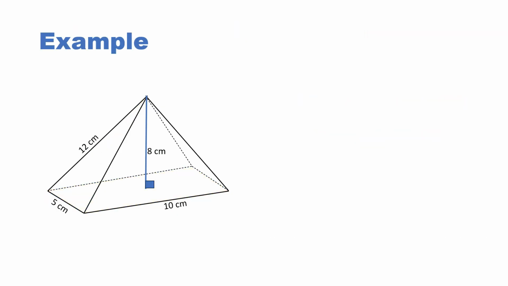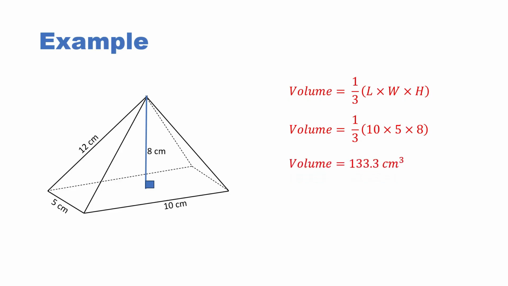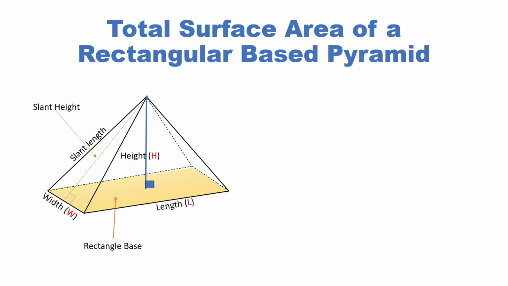So, let us do this example together. We are given this rectangular-based pyramid, and we have to calculate the volume. So here we simply need the length, width, and perpendicular height, which are 10 centimeters, 5 centimeters, and 8 centimeters respectively. Take note that we do not use 12 centimeters since it is slant length. So, the volume is equal to 1/3 in brackets, length times width times height. If we substitute with the values, we get 1/3 in brackets, 10 times 5 times 8, which will give us 133.3 cubic centimeters.